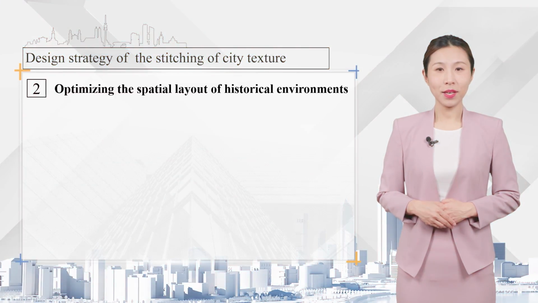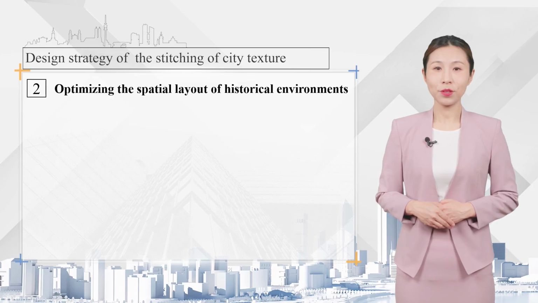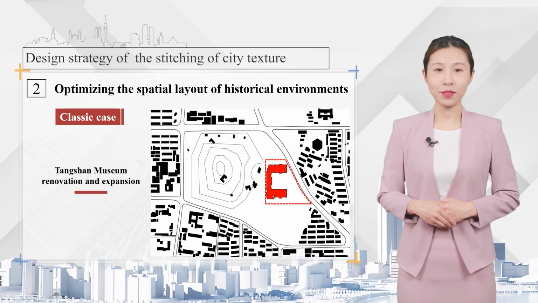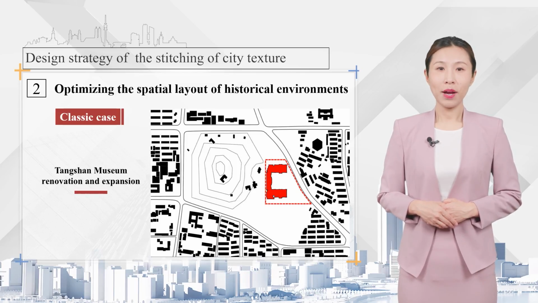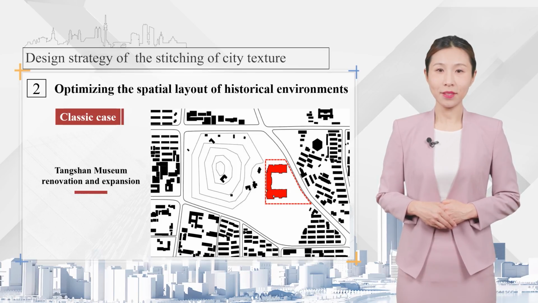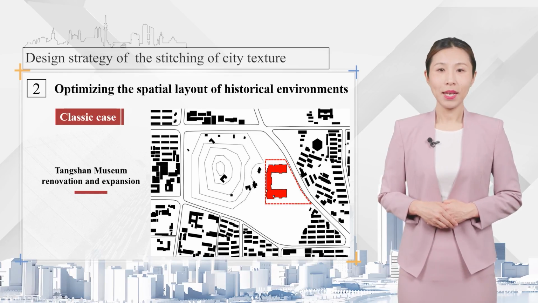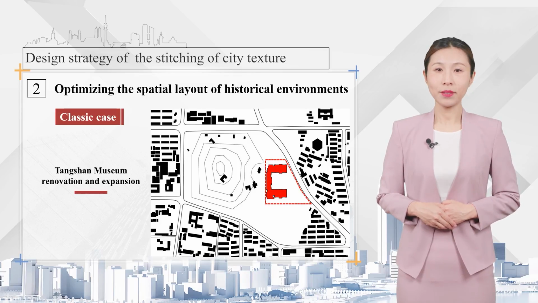Let's go into detail about the second urban texture weaving strategy, optimizing the spatial layout of historical environments. We take the Tangshan Museum renovation and expansion project designed by the Urban Practice Institute in 2011 as an example. The predecessor of Tangshan Museum was built in 1968 and was the exhibition hall of Mao Zedong Thought Victory. Let's look at this overall plan texture map.